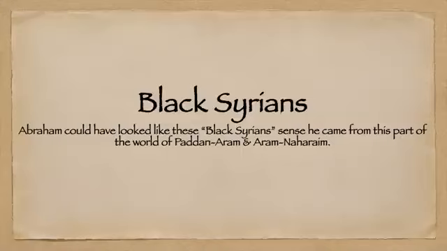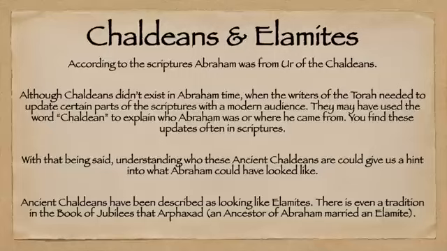So Abraham could have looked like these so-called black or brown Syrians, since he comes from that part of the world of Padan Aram and Aram Nahor. According to the scriptures, Abraham was from Ur of the Chaldeans. Now, although Chaldeans didn't exist in Abraham's time, when the writers of the Torah needed to update certain parts of the scriptures for the modern audience, they typically did that a lot. They may have used the word Chaldean to explain who Abraham was or where Abraham came from.